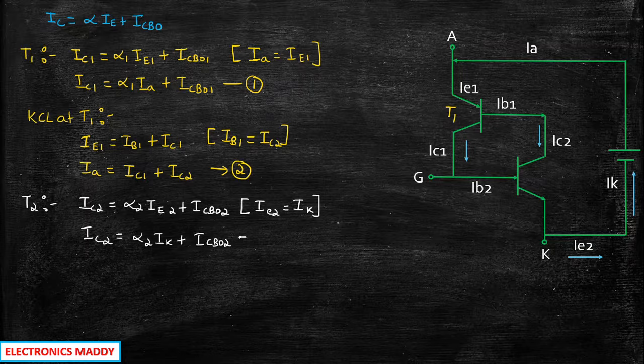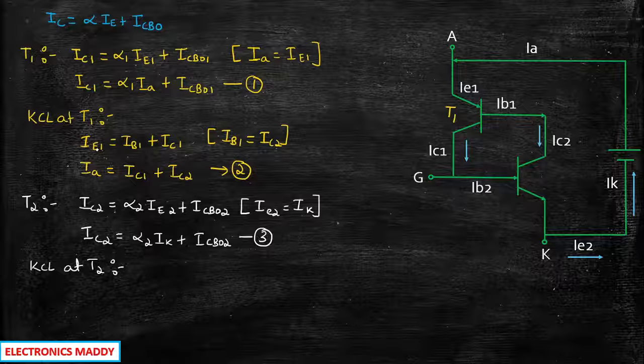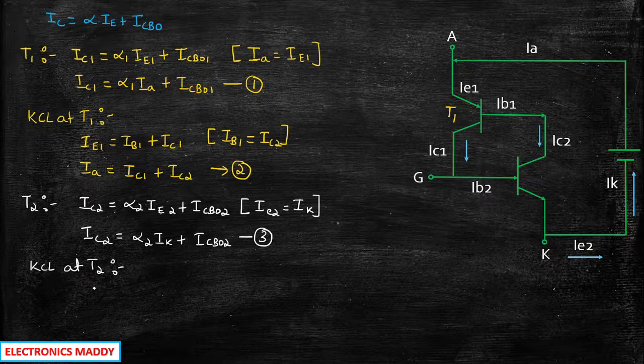So we will be calling this equation number 3. Once this is done, again apply KCL at T2. So what do we get? We will be getting IE2 similar to this particular expression. IE2 is equal to IB2 plus IC2, isn't it?